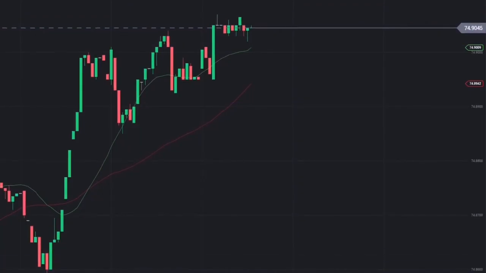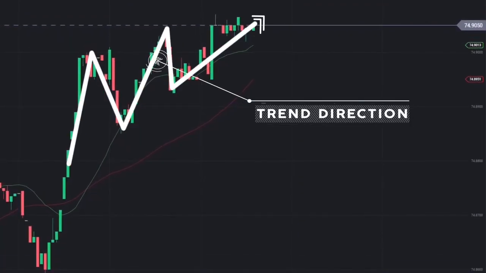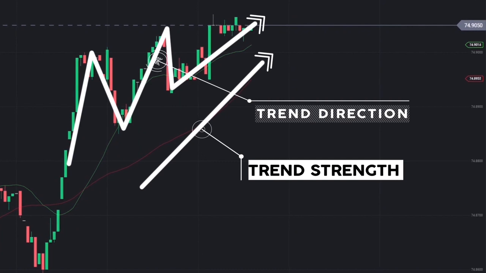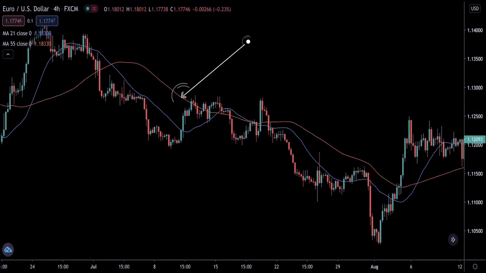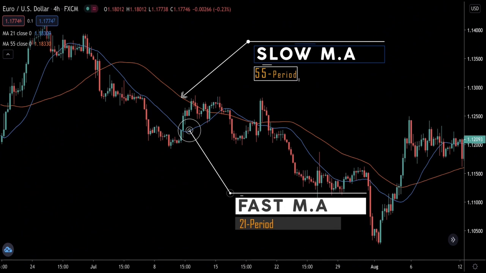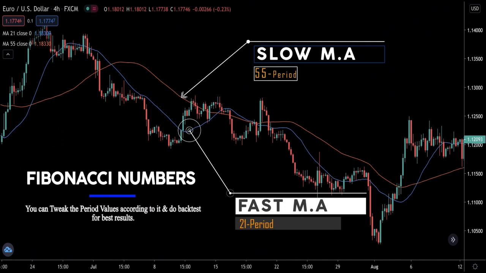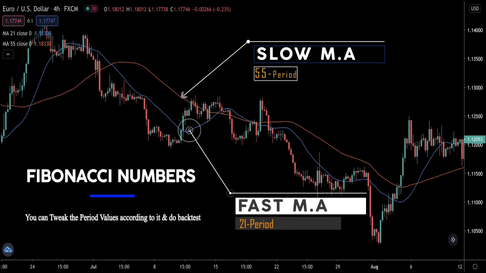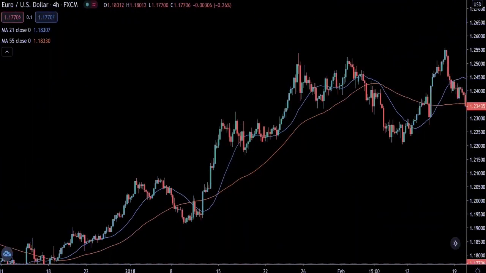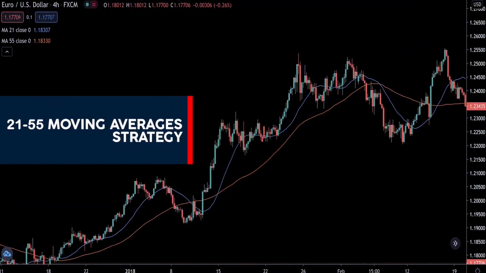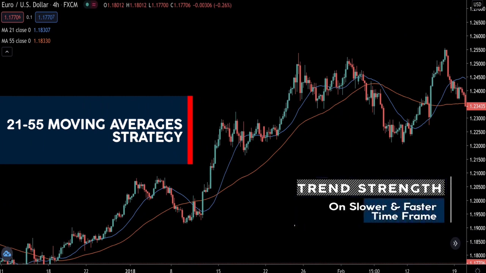So a moving average strategy can help you identify the trend direction as well as the trend strength. For this video, we will be using two moving averages, a slow moving average of 55 and a fast moving average of 21. Now you might ask, why are we using these numbers? That's because these are Fibonacci numbers. You can however backtest and tweak the values of the moving averages as you like. What is important is that you learn how to read price action while using this approach. So in this strategy, we will be using the 21 and 55 moving averages. This setup will provide a good indication of the trend strength on a slower and faster time frame.